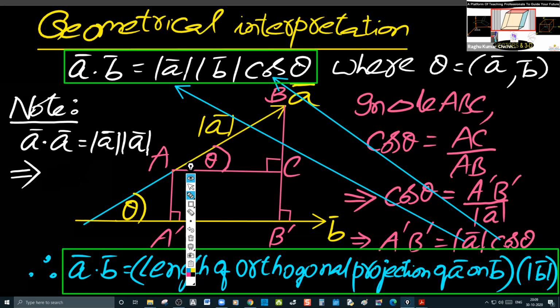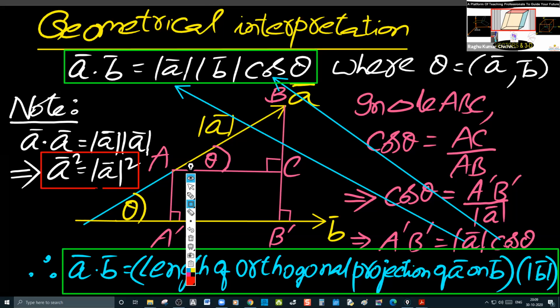The very important one in solving the problems is that A bar square is equal to mod A bar square. Very important, please. A bar square is equal to mod A bar square. You will get this property only in the scalar product, but not in the vector product. Very, very important property. Without this, many problems cannot be solved.